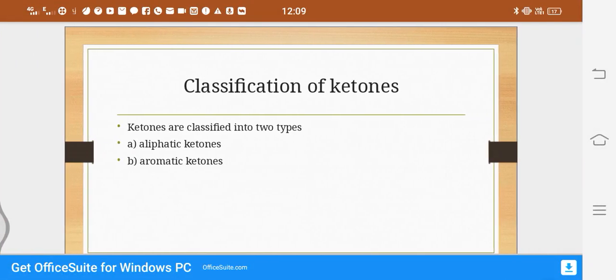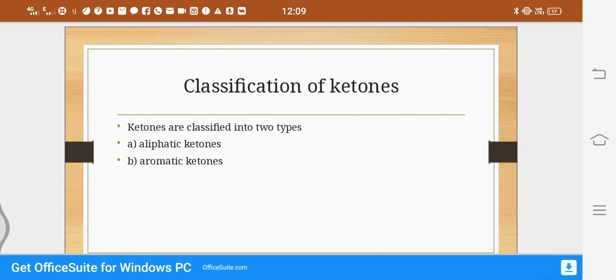Then next, ketone. Ketone means what? The functional group of ketone is C double bond O. In ketone, the carbonyl carbon is bonded to alkyl or aryl groups, and these groups are similar or different.